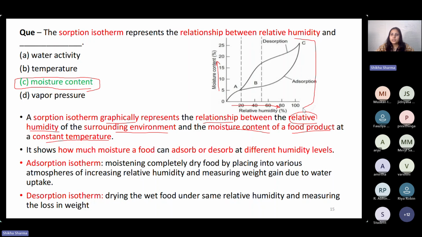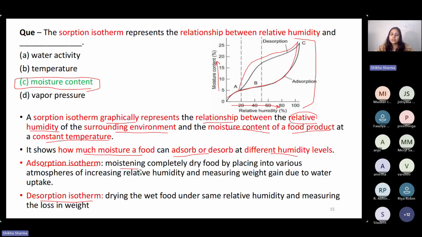So it tells the behavior of absorption and desorption of a material. Which means that it tells how much moisture a food is absorbing or desorbing at different humidity levels. So it has two parts, which are the adsorption isotherm and the desorption isotherm. In the adsorption isotherm, which is this one, we see how water is adding, and here in desorption, how water is losing.